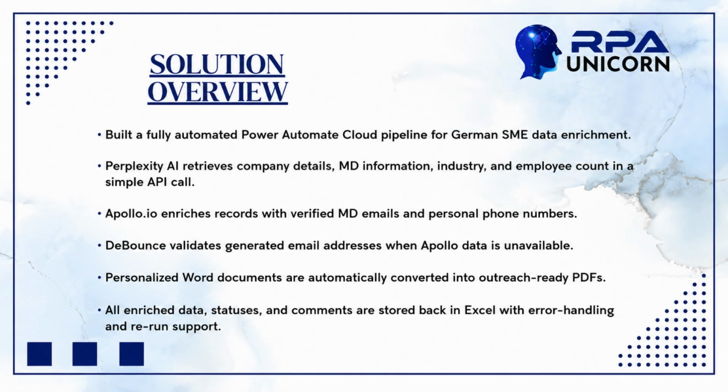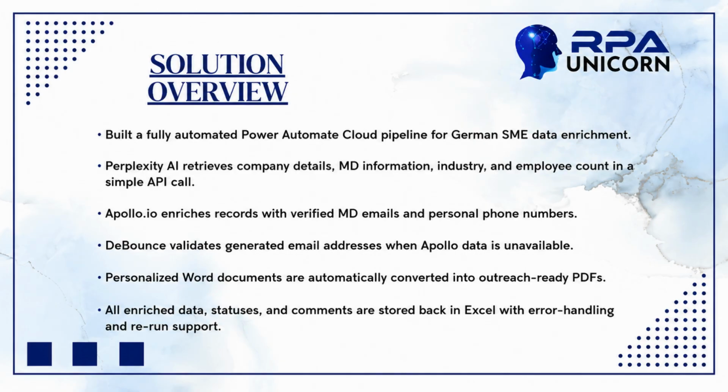To solve these challenges, we built a fully automated Power Automate cloud pipeline designed specifically for German SME data enrichment. The workflow begins with Perplexity AI, which retrieves company details, MD information, industry, and employee count all in a single API call.